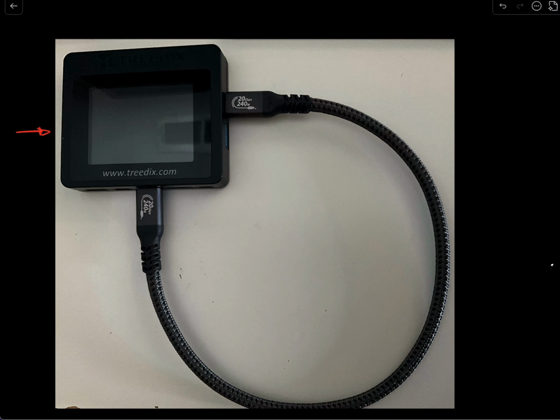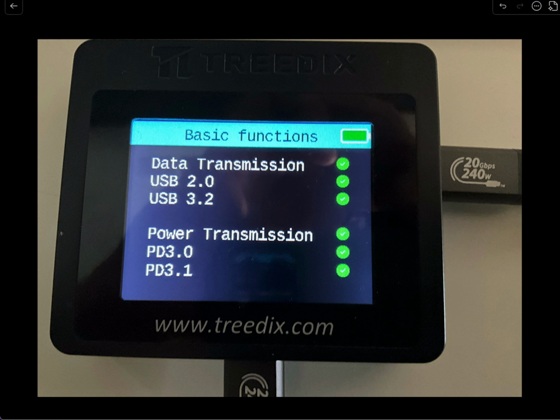So again, you connect whatever. I have a very short cable. This is my best cable that can do high speed and high power. You connect it there, and then you turn a little on-off switch here on this side of the tester, and the first screen that you are welcomed with is this one. That tells you a lot of things.